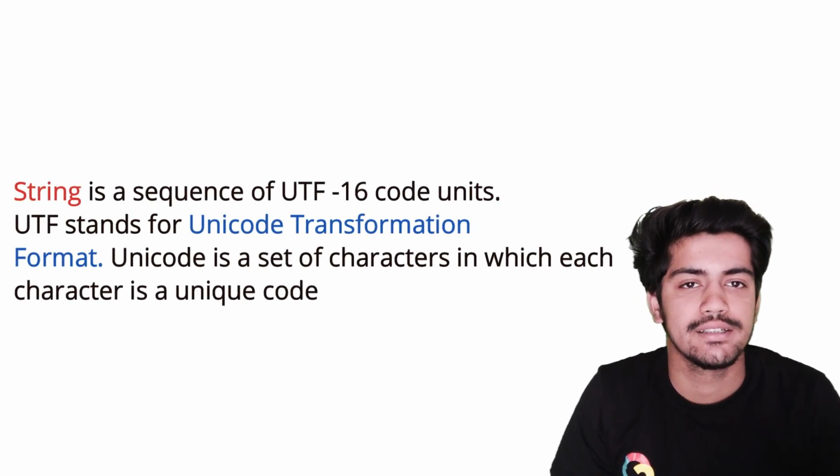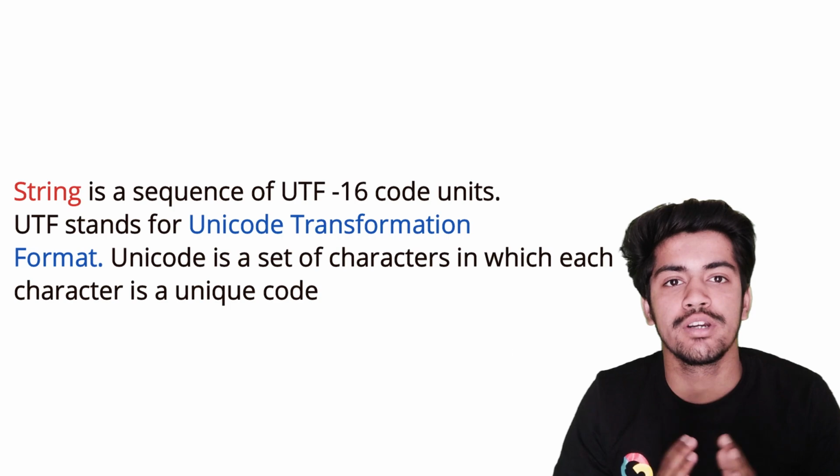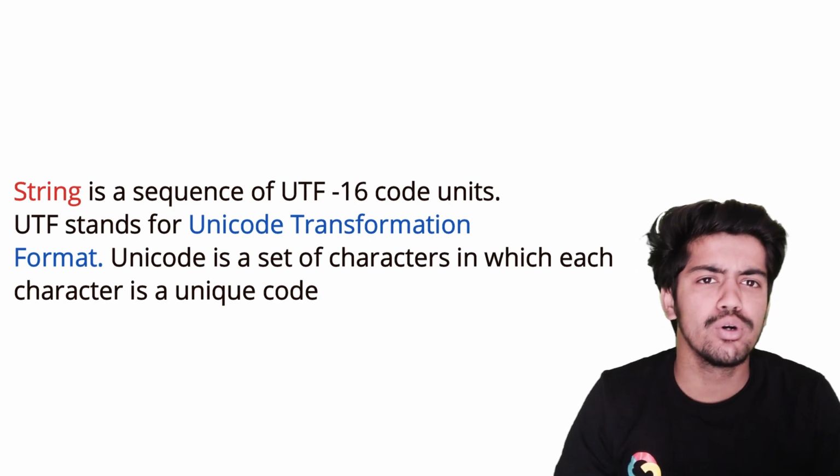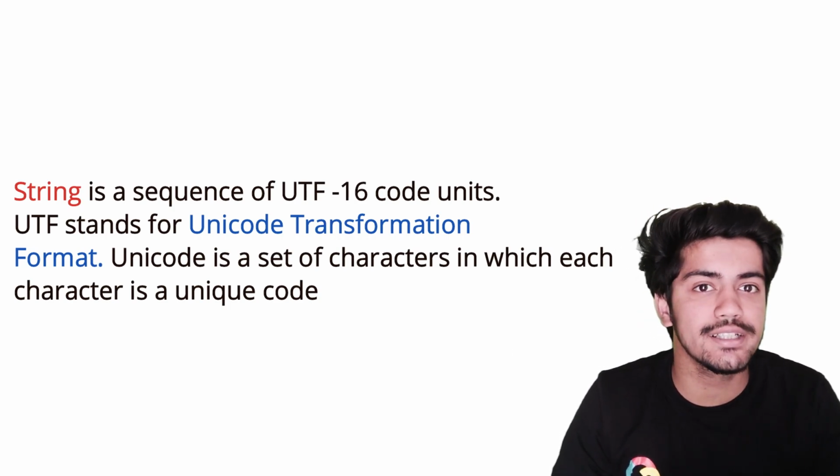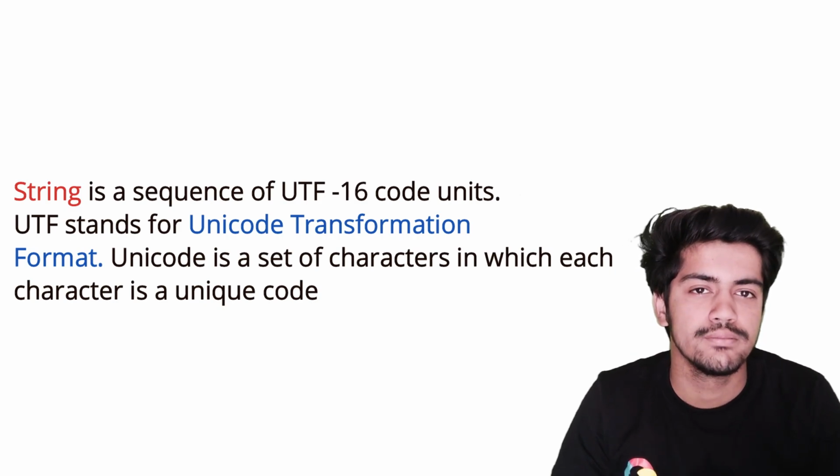So when we run it, the output will be 9.9 and 192000. What are strings? A string is a sequence of UTF-16 code units. UTF stands for Unicode Transformation Format. Unicode is a set of characters in which each character is a unique code.